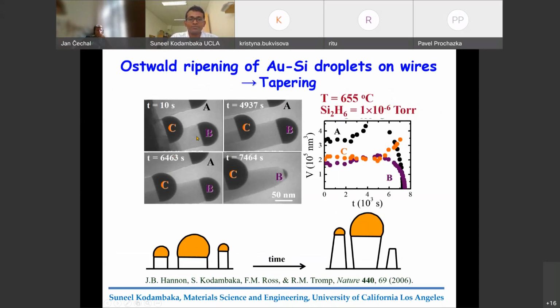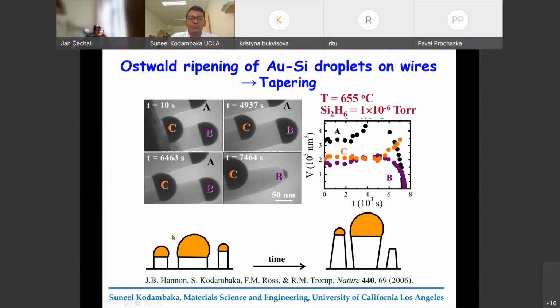So here is experimental data. This is for 3 different wires with droplets labeled A, B, and C. And here is the volume of the droplets plotted as a function of time. And what you see is that volume of droplet C is increasing, whereas the volume of droplet B decreases after a certain time. And the volume of droplet A increases initially and decreases eventually. So all these are classic example and signature of ripening.